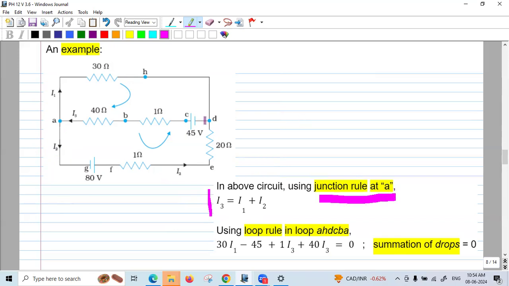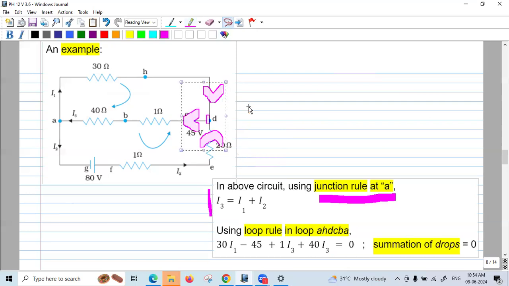If I write the junction rule at this other point, I get a relation where the current entering is I1, and this current I2 is also entering, and the current I3 is towards the left, leaving. So entering currents are I1 plus I2, and the leaving current is I3, which is the same relation. So it's not a new equation I'm getting. If I write it at one point, it's enough. This is nothing new; I get the same relation.